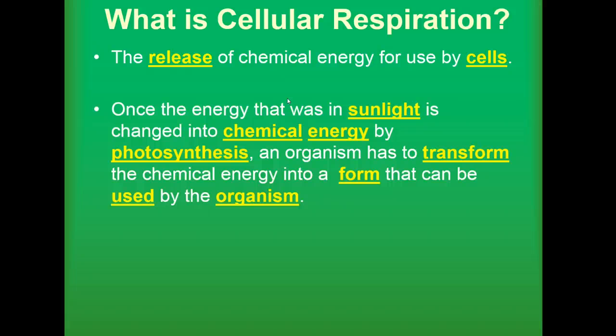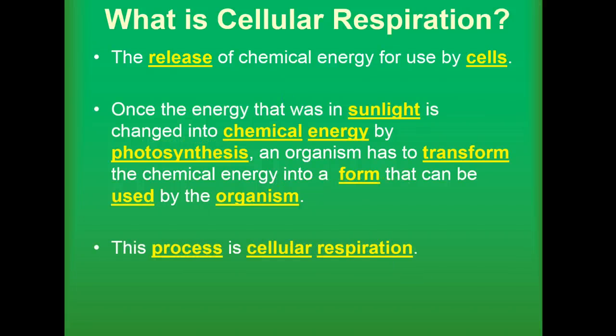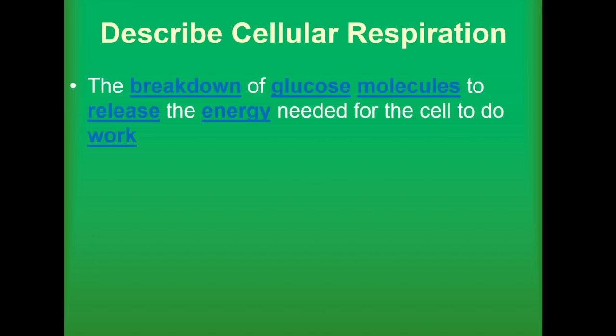Okay, so it's kind of like if you go to the grocery store and buy all the stuff to make lasagna, you still have to put it all together to actually make lasagna. This process is called cellular respiration. Cellular respiration is the breakdown of glucose molecules to release the energy needed for the cell to do the work. So this is where you're going to take the glucose that you've made and break it down. As you break chemical bonds, you're going to release energy.